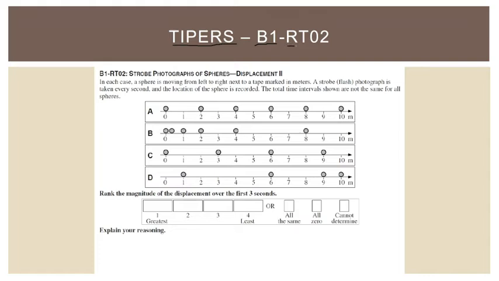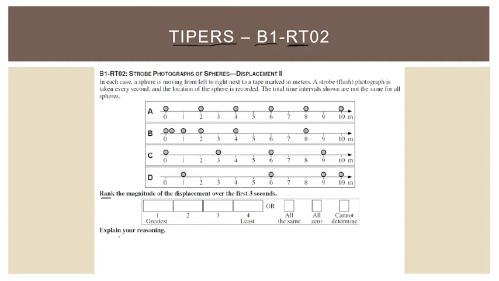And these codes here usually tell you what kind of problem it is. So this kind of problem is called a ranking task, because notice they're asking you to rank. So it says, in each case, a sphere is moving from left to right next to a tape marked in meters. Notice moving from left to right is really important information. It says a strobe or flash photograph is taken every second and the location of the sphere is recorded. The total time intervals shown are not the same for all the spheres.